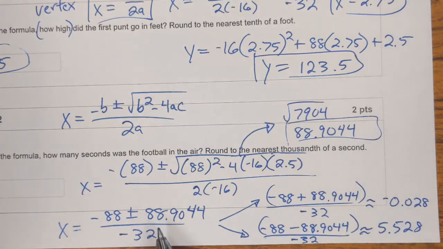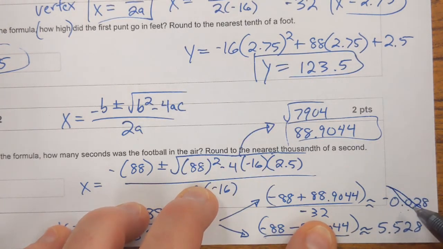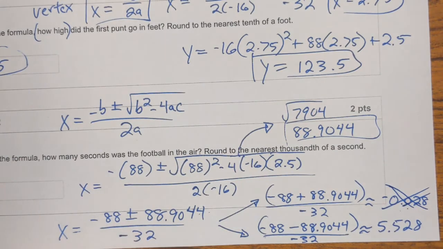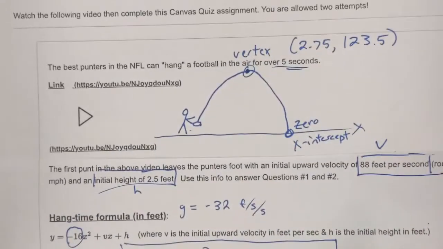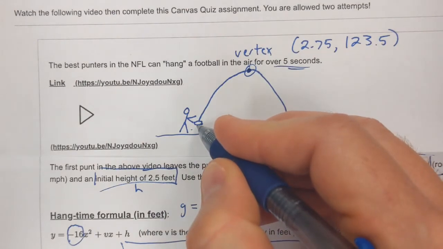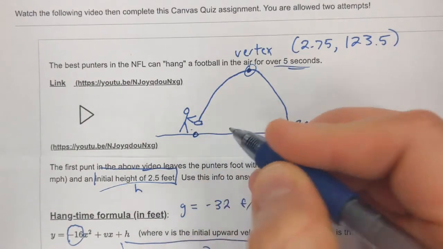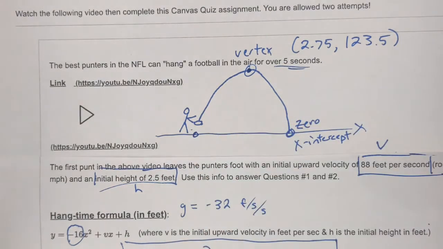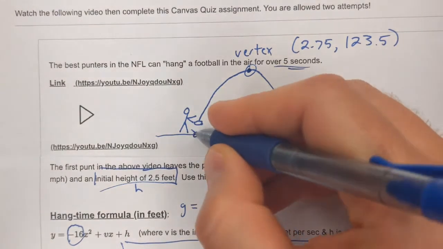Okay? And then something else kind of unique happened. So I plug my 88.9044 into my quadratic formula. You'll notice when I did my addition here, I got this bizarre answer of negative 0.028. It's trying to say the ball was in the air for negative 0.028 seconds. Now in the context of this word problem, that answer makes no sense whatsoever. I'm actually going to cross it off. Think of my graph. This would be if the football were to just fall out of the punter's hands and come straight down to the ground right here. We'd say that was like negative 0.028 seconds. But we're not interested in that.